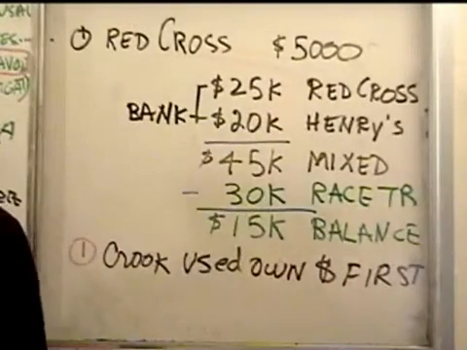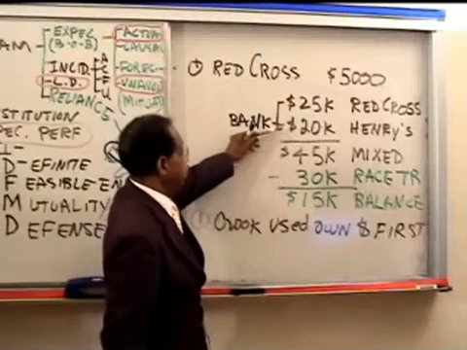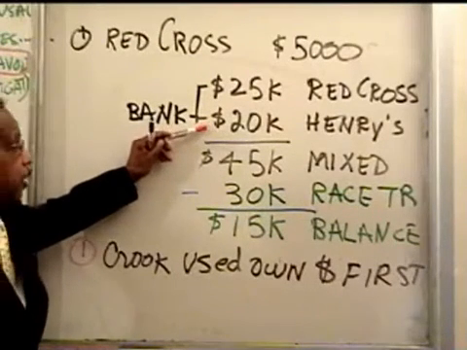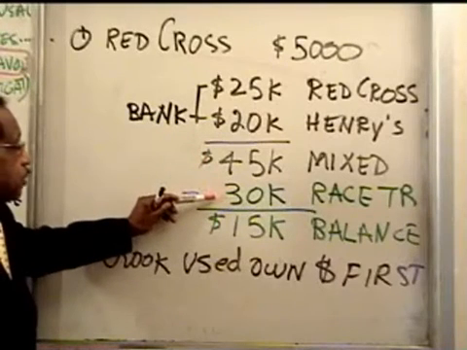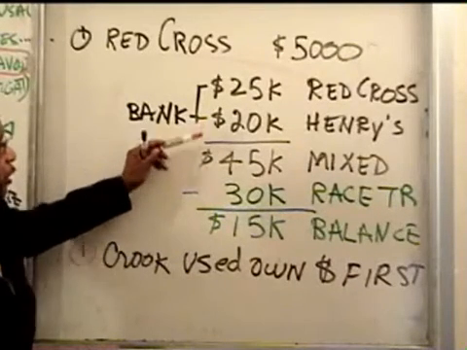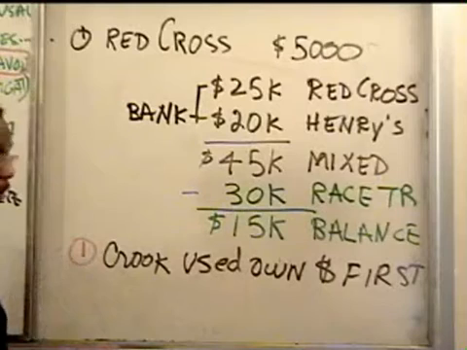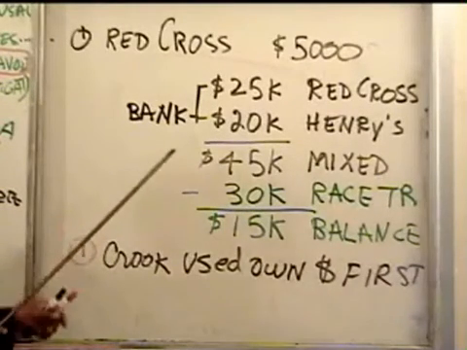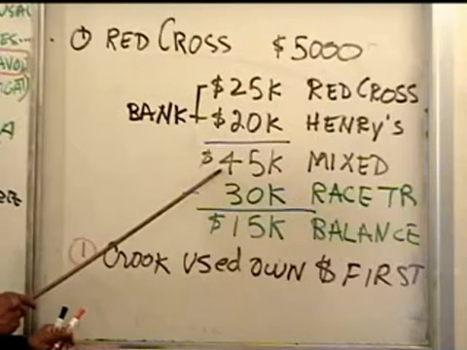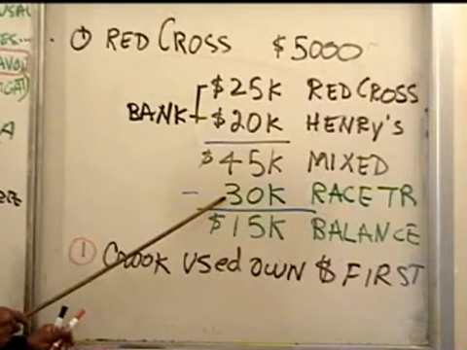So under that presumption that the crook used his own money first, then of this $45,000, Henry had $20,000 in there that was his own money. And it was only after he spent $20,000 of his own money that he began to spend some of the insurance company's money. So he spent his own 20 first, and then spent $10,000 of the insurance company's money. Everybody see that? After he spent his $20,000, he spent an additional $10,000 because he spent $30,000 altogether. So it was only the last $10,000 that was the insurance company's money.